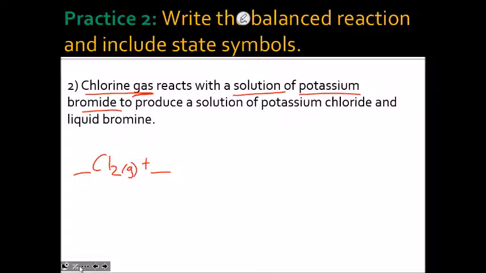Potassium is K on the periodic table. Bromine, of course, is Br. Potassium happens to be a metal. Bromine happens to be a nonmetal. What type of compound are those two elements going to form? Ionic. Very good. So we need to locate and figure out their charges.